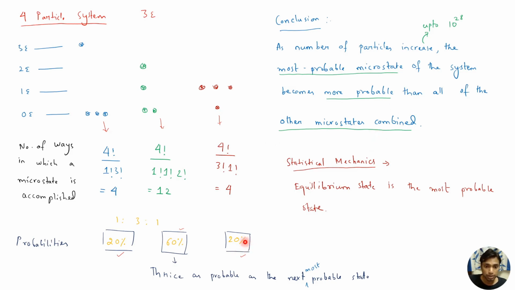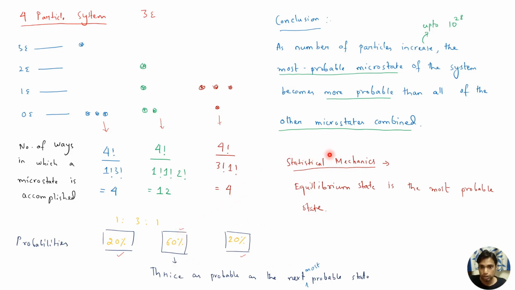So here you see, this is the most probable microstate, it has 60% probability, and if you combine the other two, this 20% and 20%, if you sum them it is 40%. The most probable microstate is 60%, which is more probable than the other two probabilities combined. So this is the trend that we have to observe.